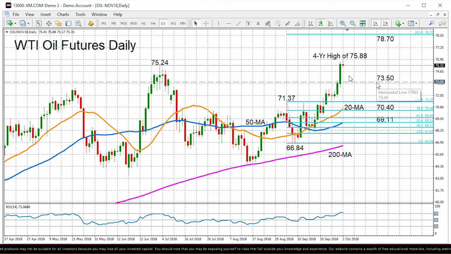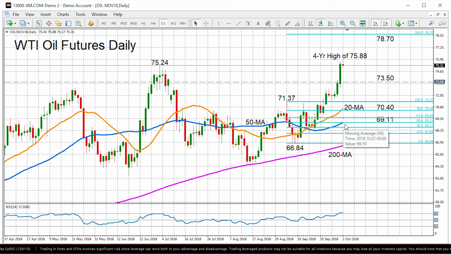If that was to happen, support would likely come from around 73.50. Below that, we've got the swing high of 71.37. And then further down, there's the 20-day moving average, which is just above the 78.6% Fibonacci retracement of the down leg from 71.37 to 66.84. That's around the 70.40 level. A drop below 70.40, we could then see the 50% Fibonacci at 69.11 being the next focus, and that's also where the 50-day moving average is currently standing.